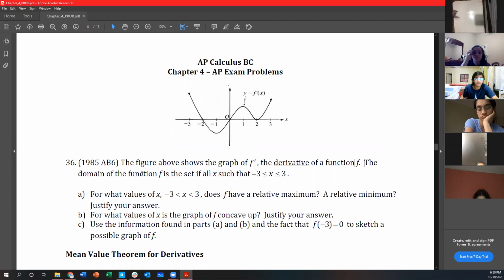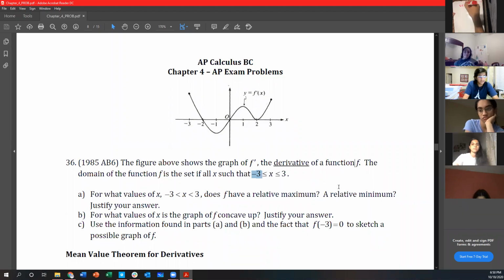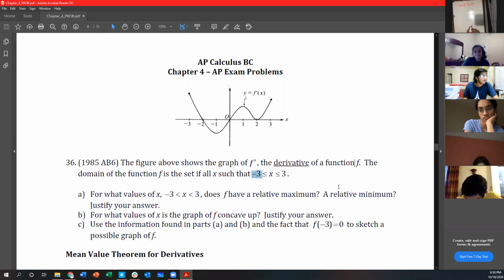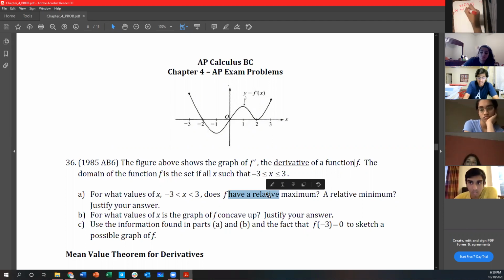The domain of the function f is the set of all x such that -3 is less than or equal to x is less than or equal to 3. Okay, that means x is an element of the closed set -3, +3. Okay, that's important. For what values of x in this interval does f have a relative maximum? Okay, so for part A, relative maximum.